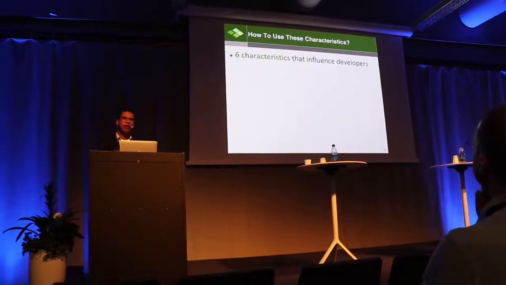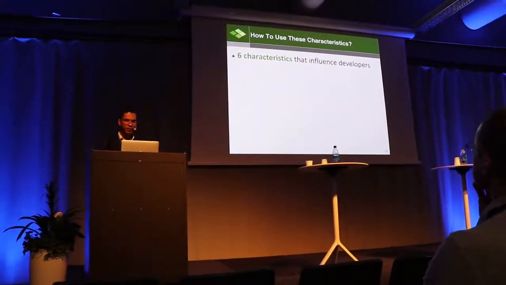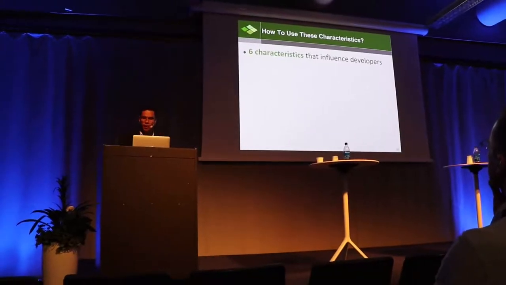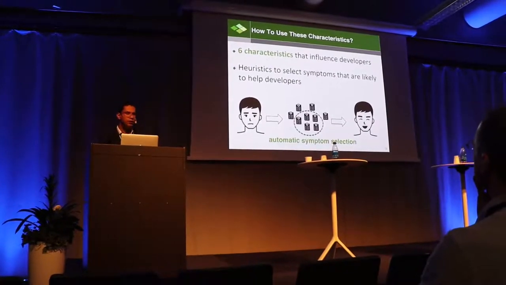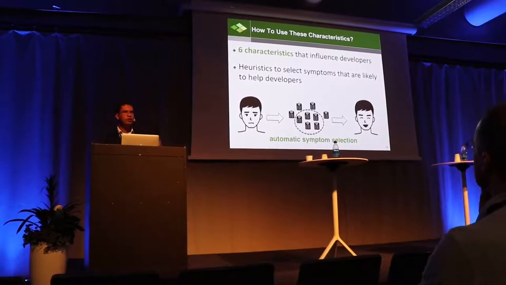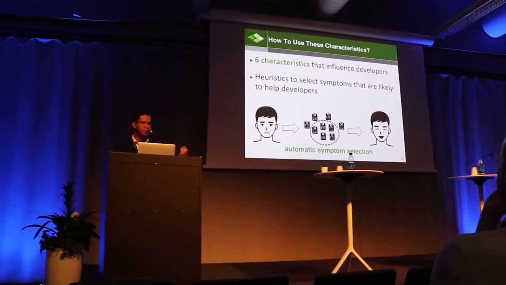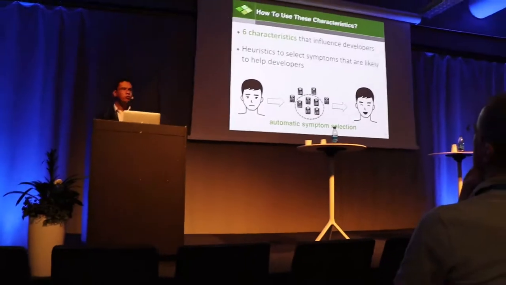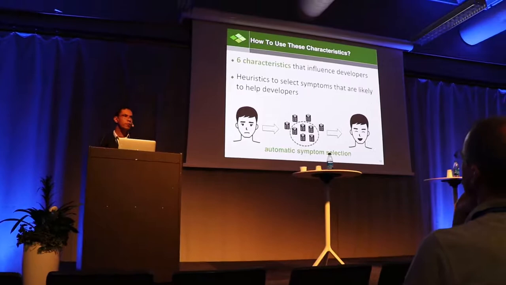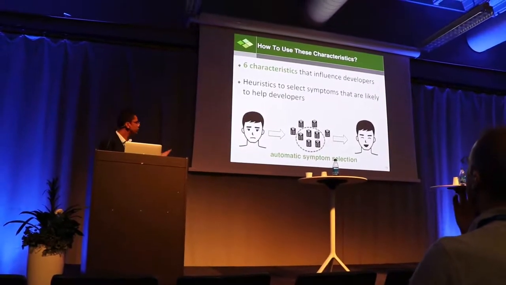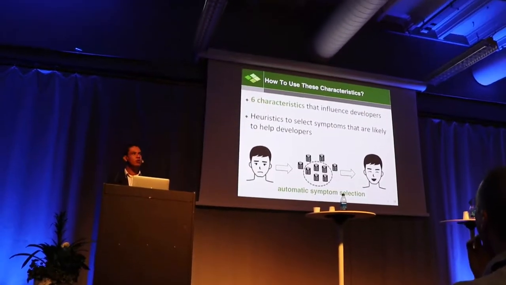It was a really nice result to find these characteristics, as I mentioned, 6 of them, and how they influence how developers analyze the source code. But a good result about this knowledge is how we can use it to improve the state of the art. For instance, we can use these characteristics to propose heuristics to automatically select symptoms that are likely to help developers identify design problems. So this is one type of study we can conduct in the future based on the knowledge provided by the theory.